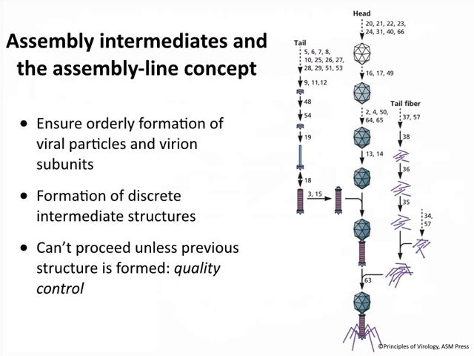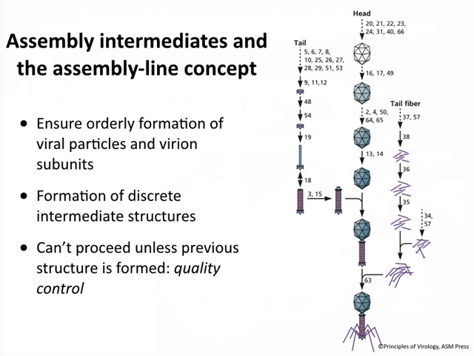Same thing with the head. The head is formed by the assembly of a number of different proteins to form the icosahedron, which eventually matures, and then it's attached to the tail. And the tail fibers go through a series of intermediates as well. And the advantage of this is that if you make a mistake, you can stop the process.